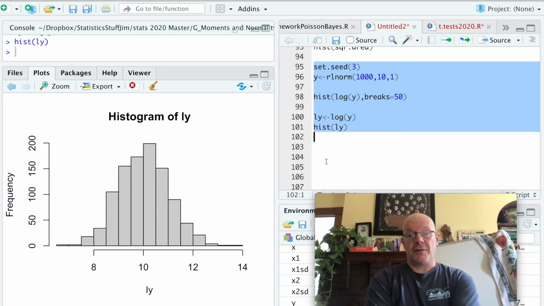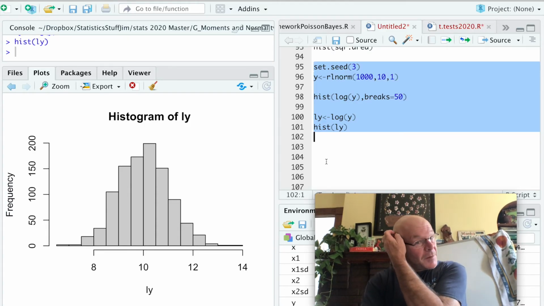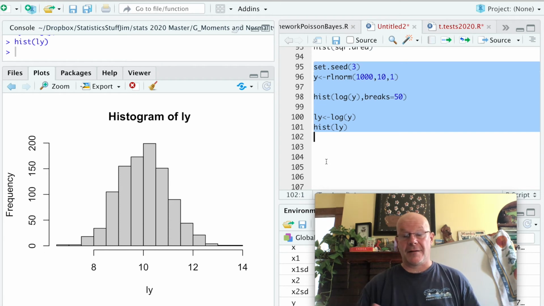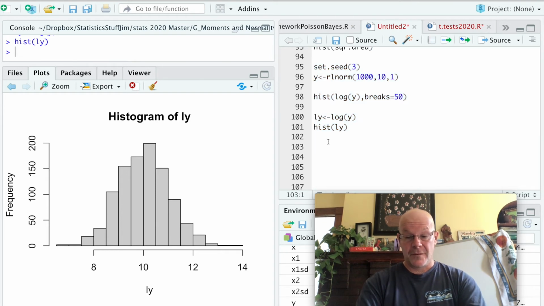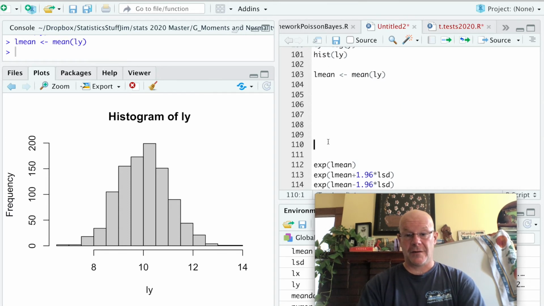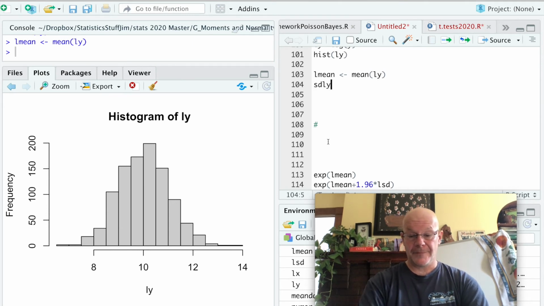So we have our transformed data, and if we're going to model it and wanted to think about it, we could calculate the mean. So I'm going to say L mean will get the mean of Ly, and then I could also calculate the standard deviation of Ly.